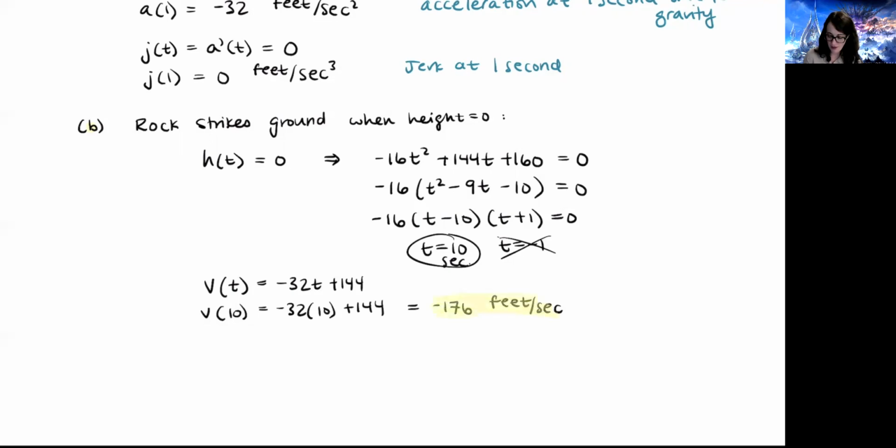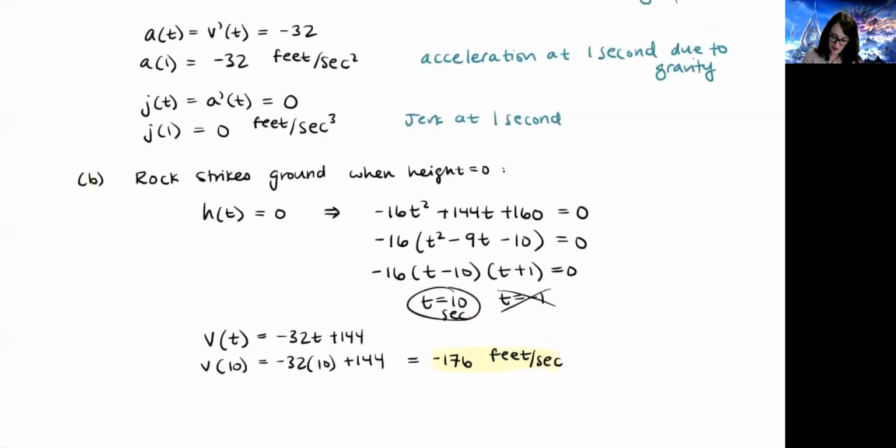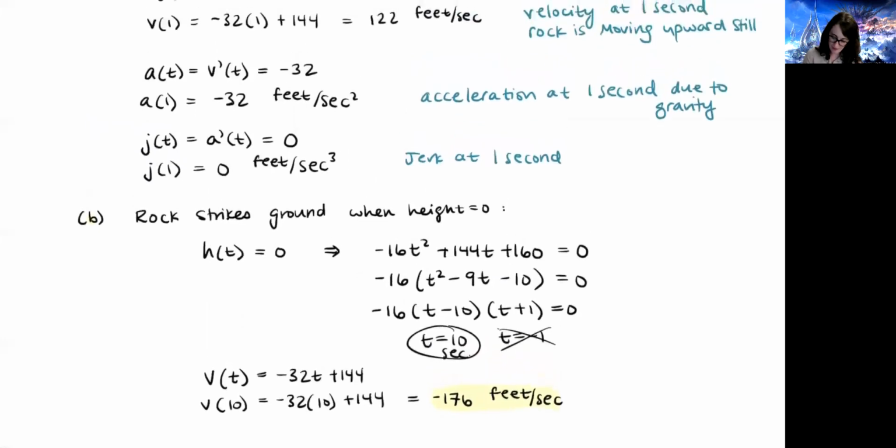Now here our velocity is negative, and that makes sense because the rock is going downward when it hits the ground. That is why it's negative. It's also pretty fast, right? 176, as opposed to the 122 up here. Of course, because the longer it falls, the faster it will be going.